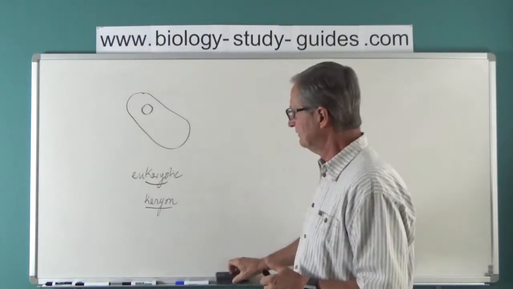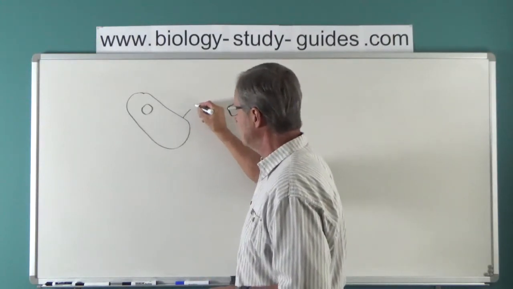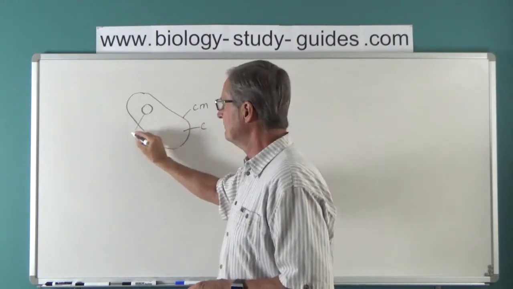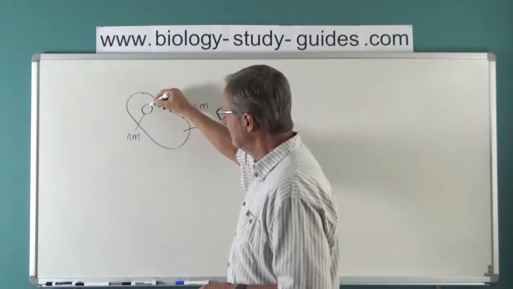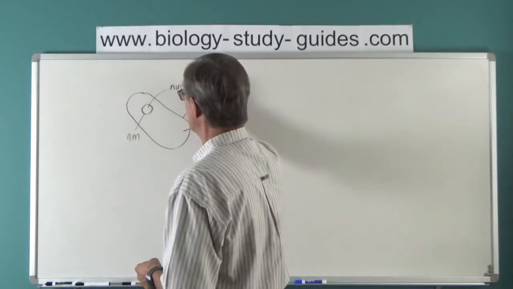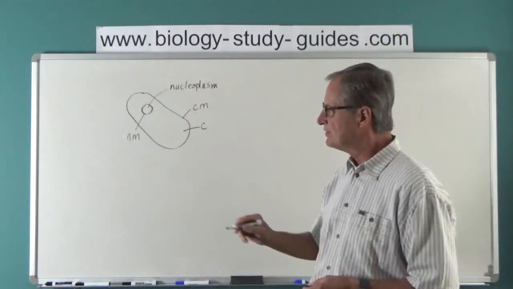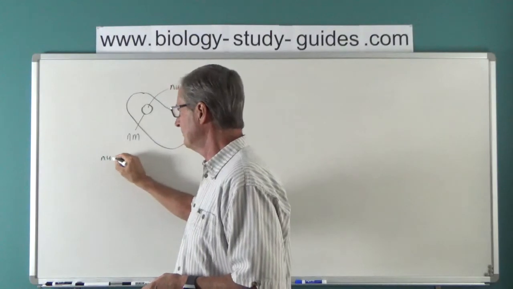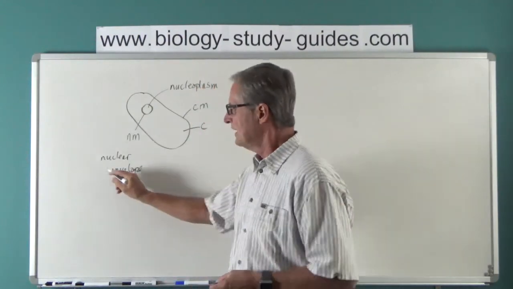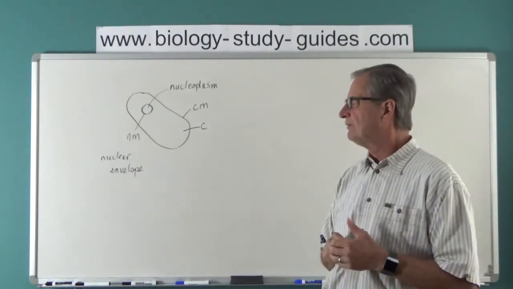So, what we've got here, let me just get rid of that. We've got the cell membrane. I'll just abbreviate things. CM can be cell membrane. Cytoplasm, nuclear membrane, and the fluid of the nucleus, nucleoplasm. The nuclear membrane is sometimes called a nuclear envelope, because it envelops a region which is the nucleus of the cell.